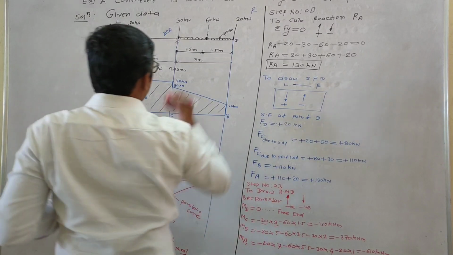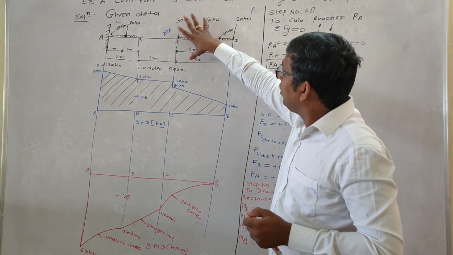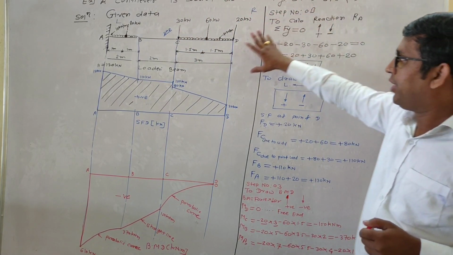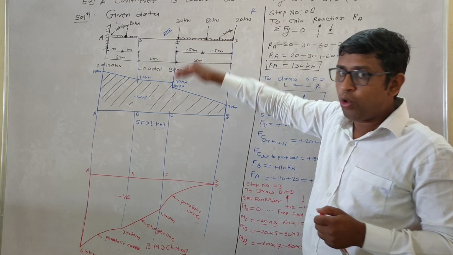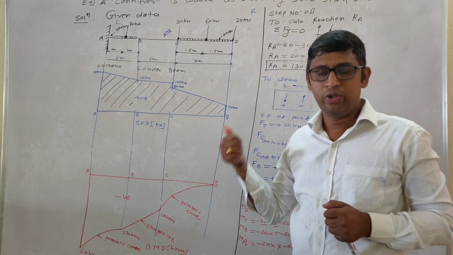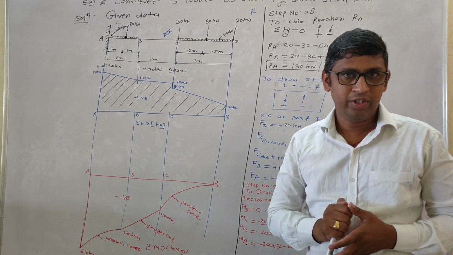Okay, in this way we learn to draw SFD and BMD of a cantilever beam with point loads as well as a uniformly distributed load. I hope all of you understood the concept. Thank you.